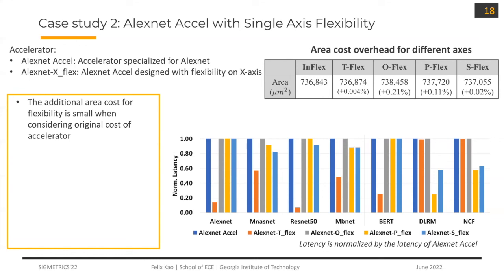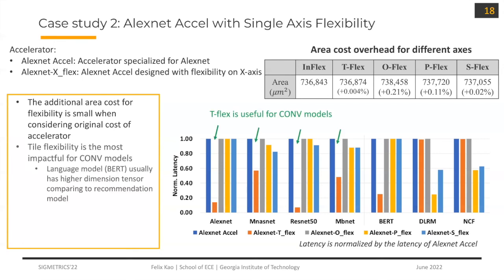Then in the graph, we can see that the orange bar is always the lowest in the convolution models. It means adding tile flexibility can improve the performance the most in the convolution models. However, we can also observe that adding tile flexibility to DLRM and NCF is not really helpful. It is because the performance is bottlenecked by suboptimal choices along other mapping axes like parallelism and shape. However, BERT can benefit from tiling.